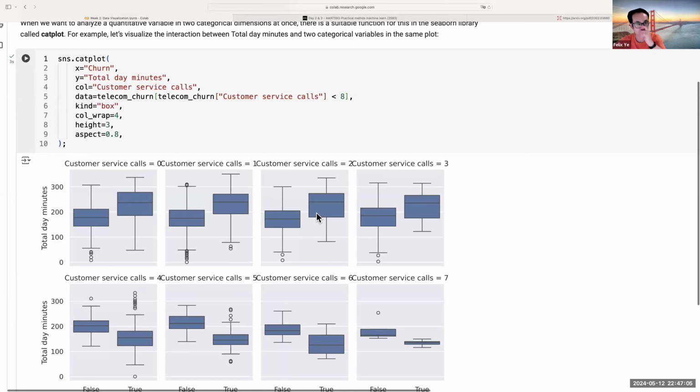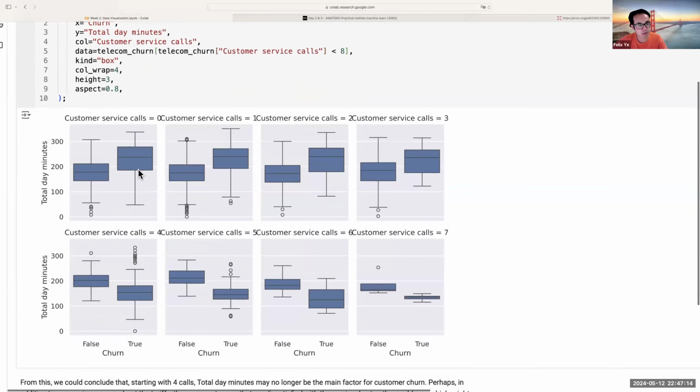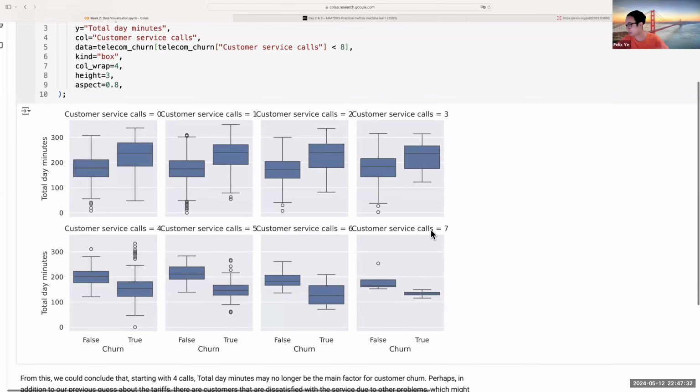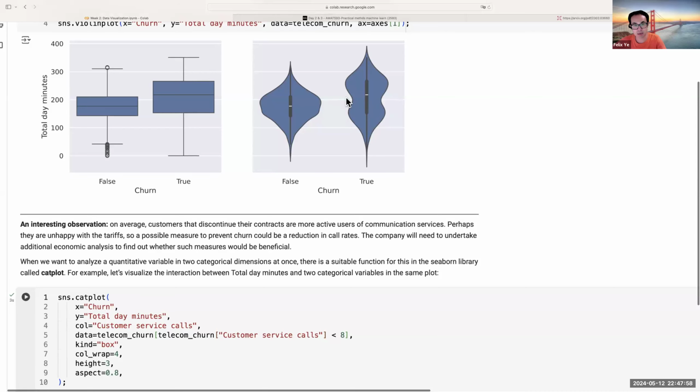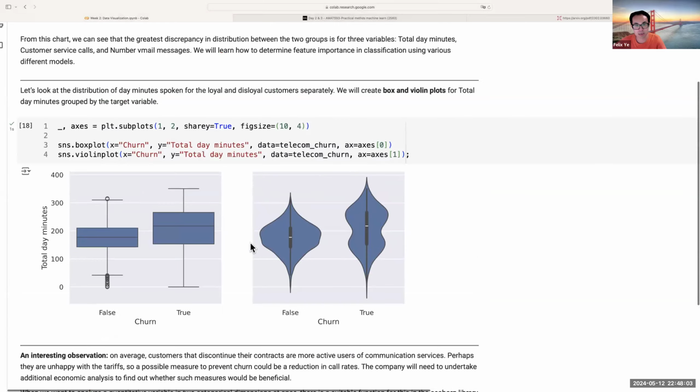You can see in the first panel, where customer service calls are 0 to 3, this is total day minutes, this is false, and this is true. Most of the true customers actually have higher total day minutes, conditional on the customer service calls being low. On the other hand, if customer service calls are 4 to 7, which is higher, you can see a dramatic drop right here. Total day minutes is significantly smaller than for the loyal customers. This shows a very strong trend, telling you maybe these two peaks come from different groups. This peak right here comes from customer service calls of 4 to 7, and this peak comes from customer service calls of 0 to 3, right?